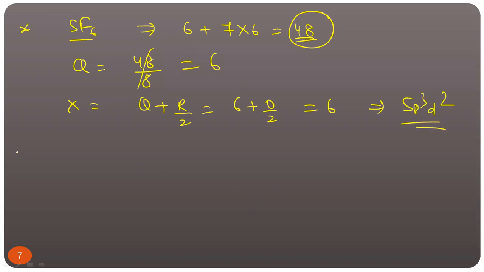Which method is good for you? You can opt. The third method is just count the number of sigma bond. Suppose in CH4, draw the structure.